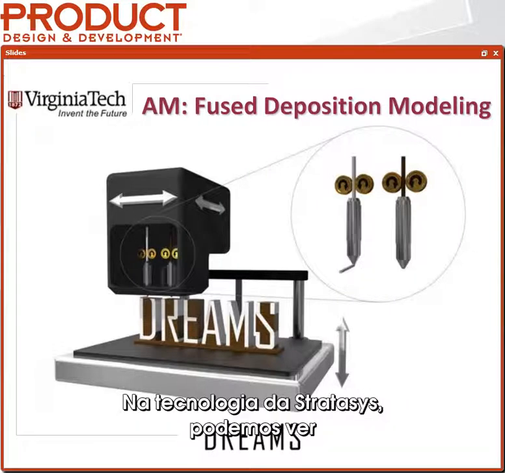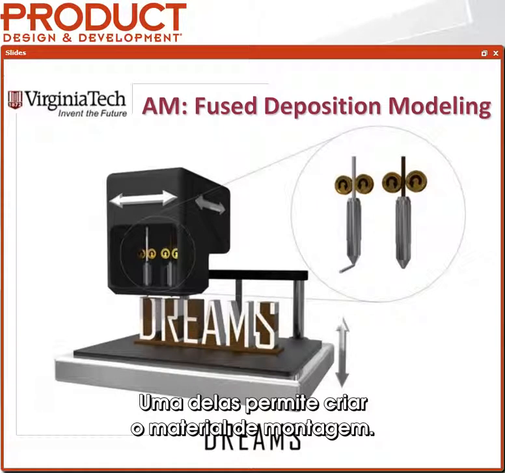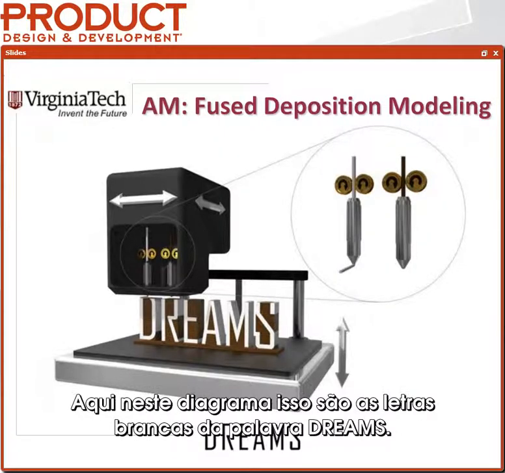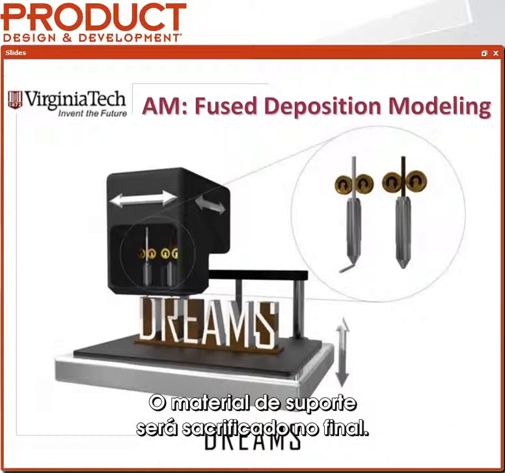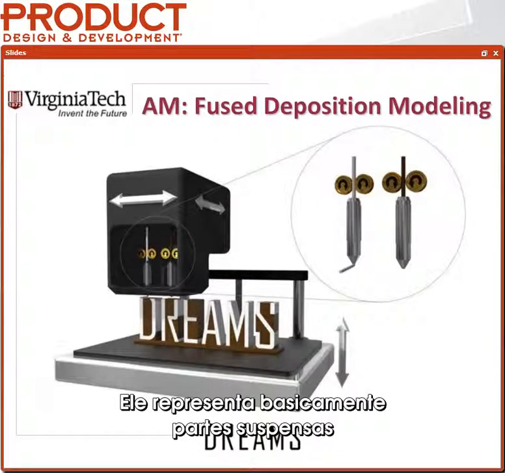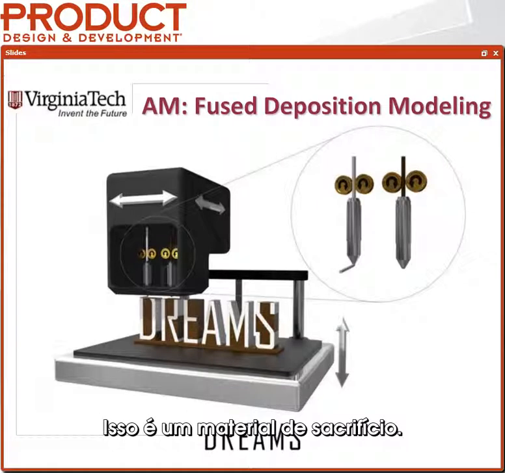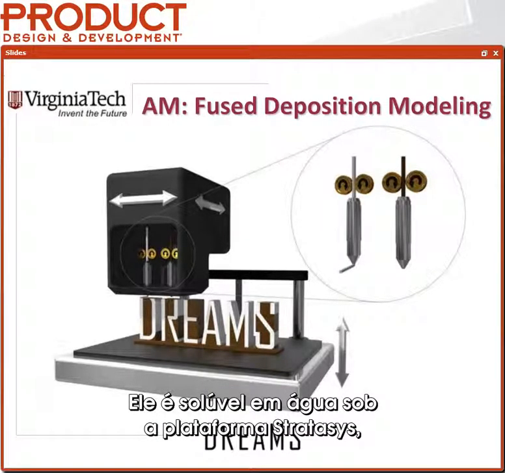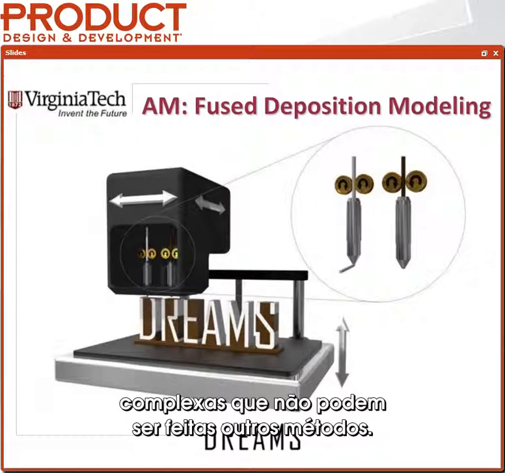In the Stratasys technology, you'll see they have two different extrusion heads. One that allows it to create the build material. Here in this diagram, that's the white lettering of the word dreams. And then it also has a support material, that's the brown material. And that support material is sacrificial. It's there only to help create complex geometries, basically difficult overhangs and undercuts, unlike a subtractive technology. This is a sacrificial material. It's water soluble underneath the Stratasys platform, which allows us to make some really complex shapes that really can't be made by any other means.